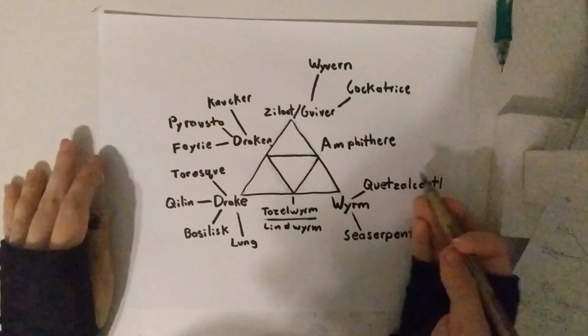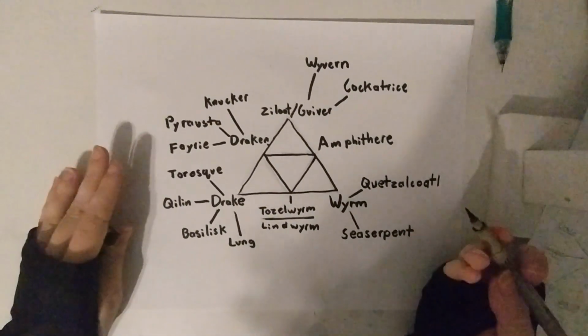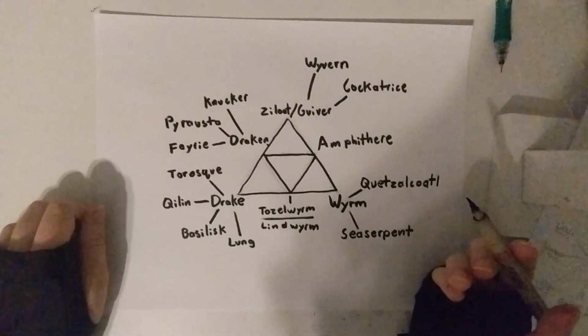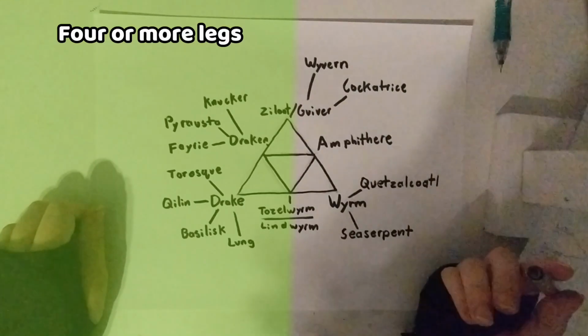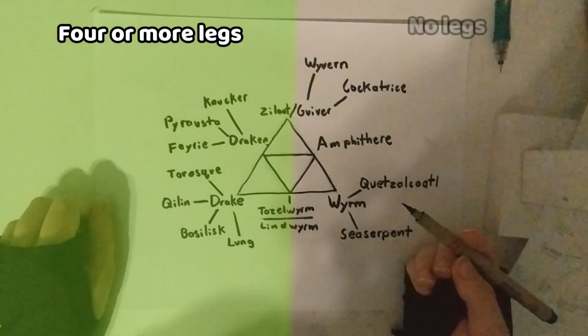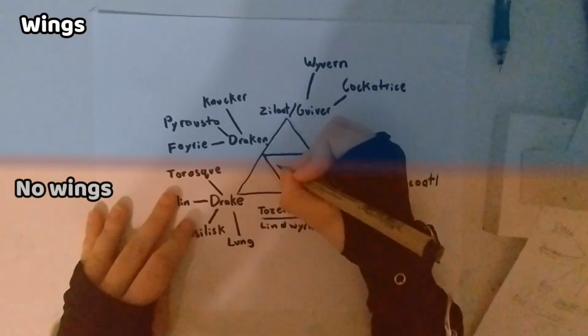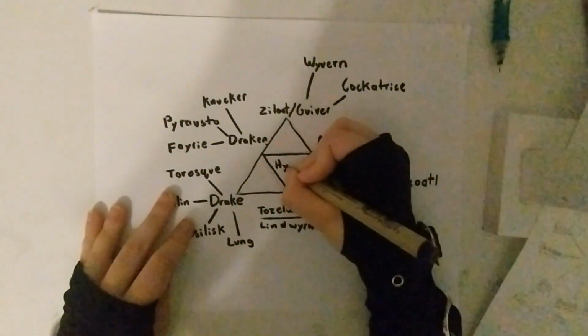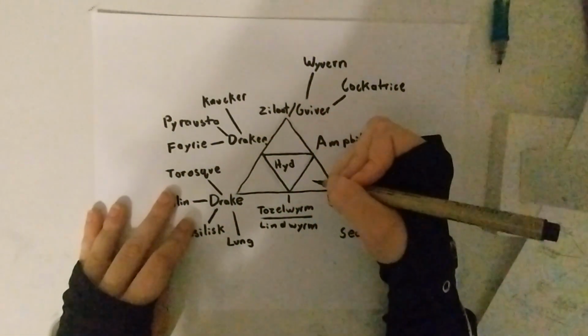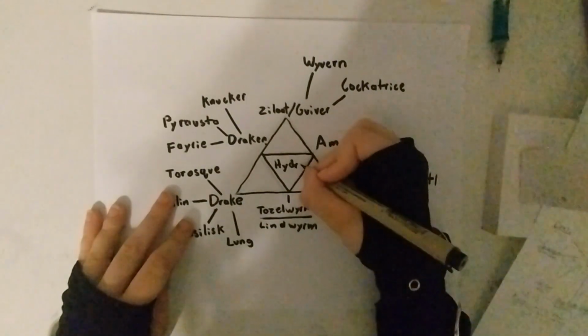There are 4 categories of things here if you haven't noticed. Split in half vertically, we have 4 or more legs and no legs, and horizontally, it's wings and no wings. So what else do I put in the center but the Hydra? Because paper is in 2D and I can't 3D this right now.